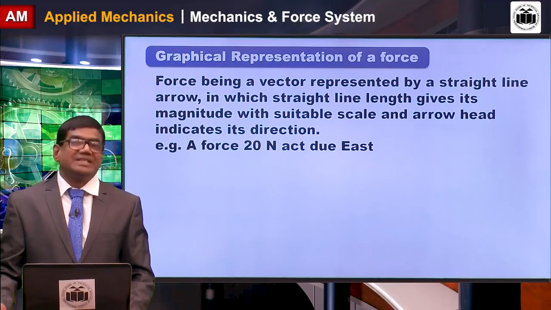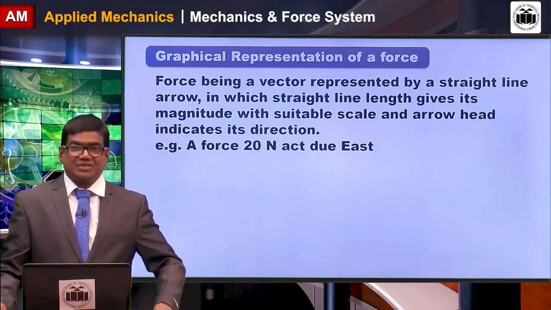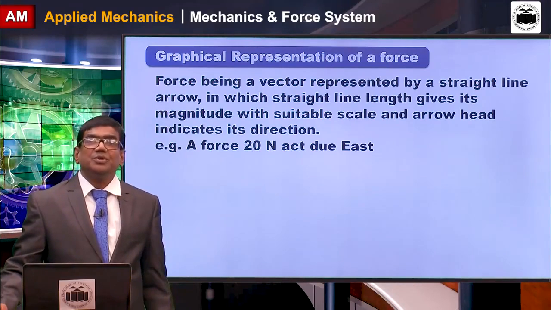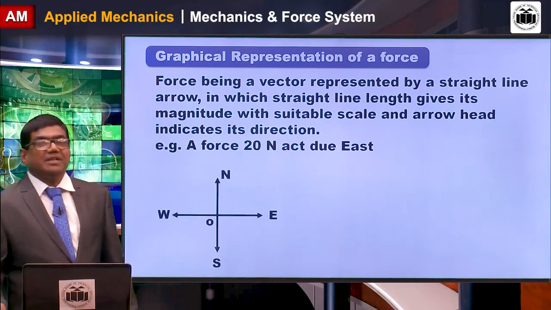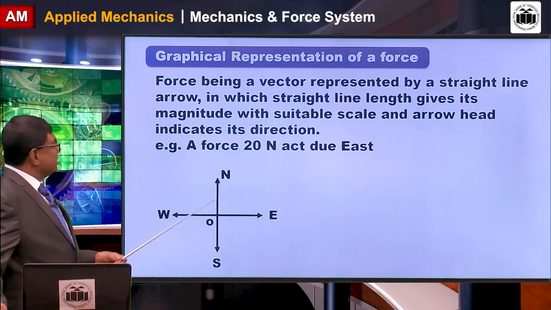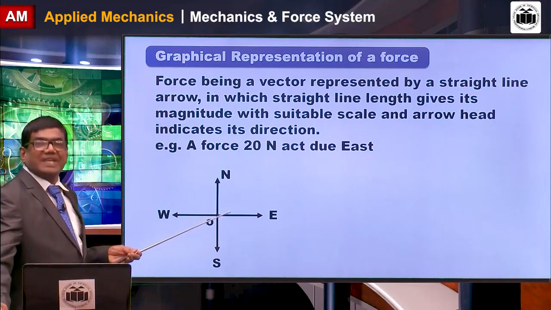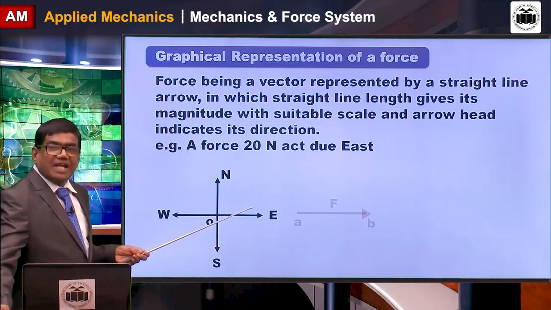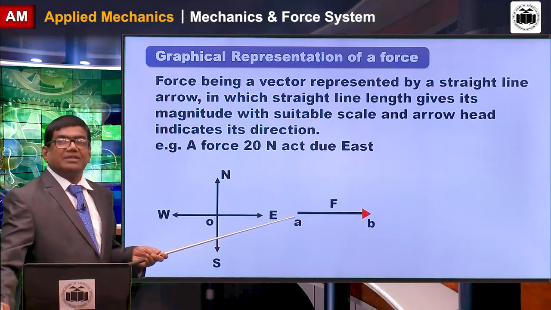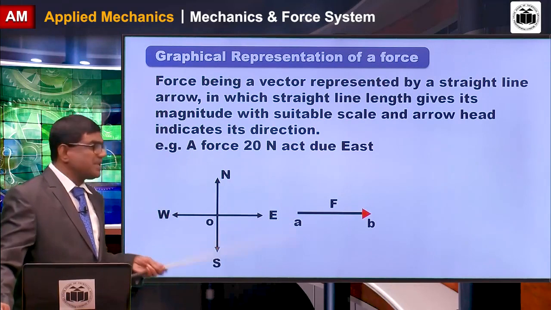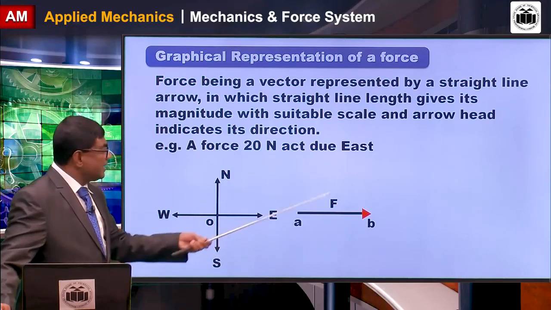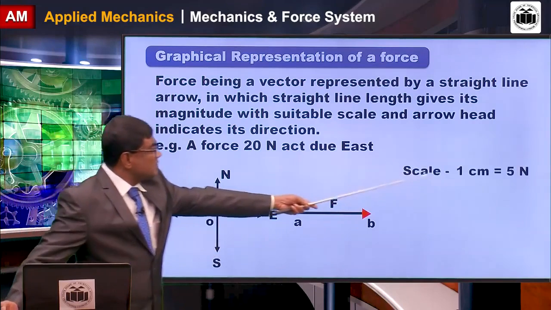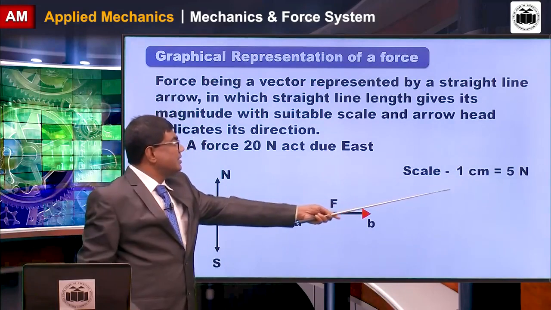Let us see by an example. Suppose a force of 20 Newton acts due east. Now how are we going to represent it graphically? Here the references are taken from the xy axis and our force AB of magnitude 20 is to be represented. So first of all, take a scale. Scale is 1 centimeter equal to 5 Newton.